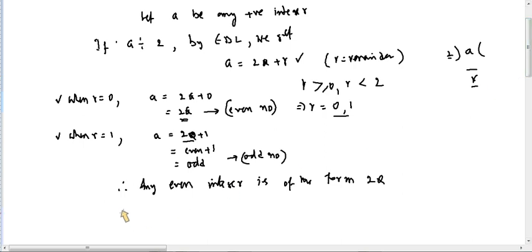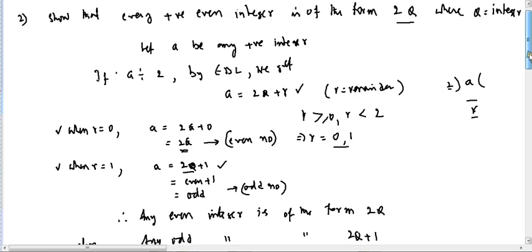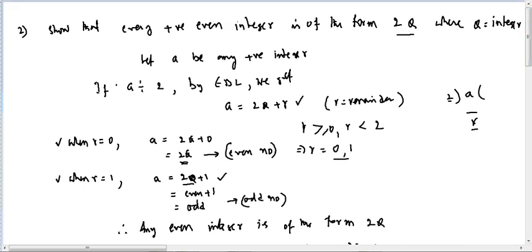Here we can have another concept also. Any odd integer is of the form 2q plus 1. Okay. So this is how EDL will be applicable. In the next class we will be doing few more problems based on this.